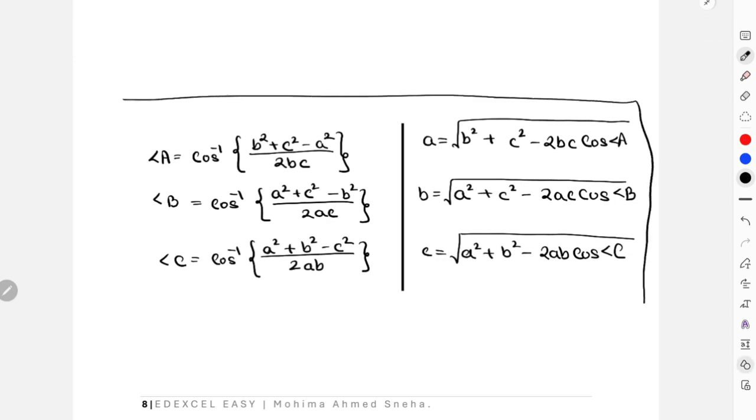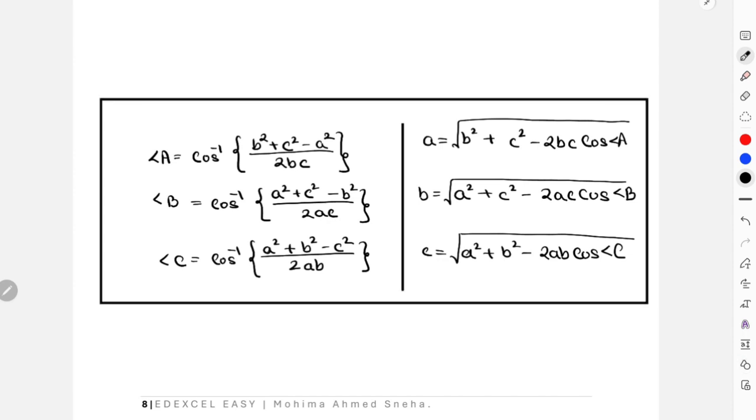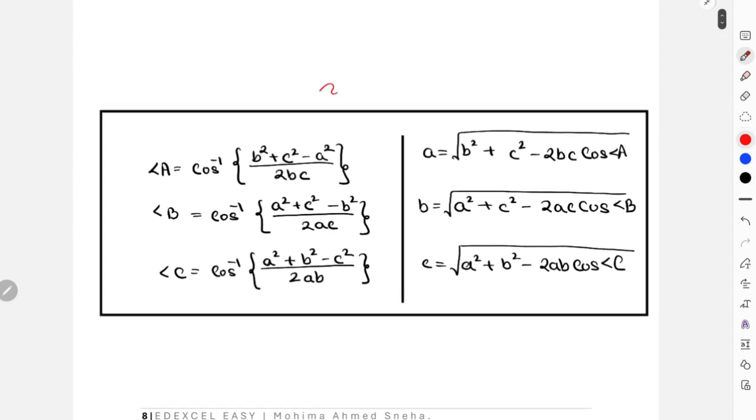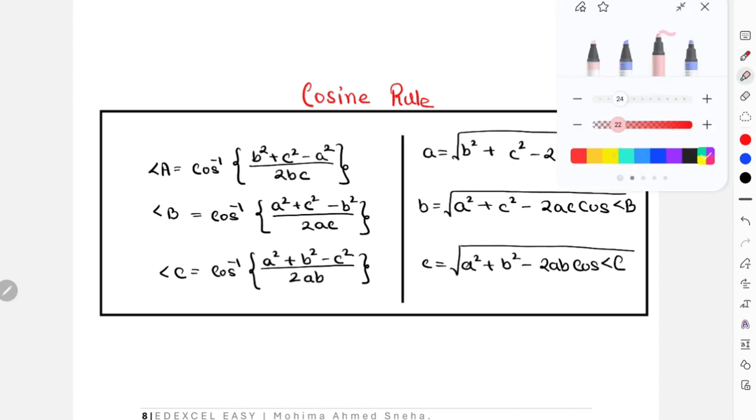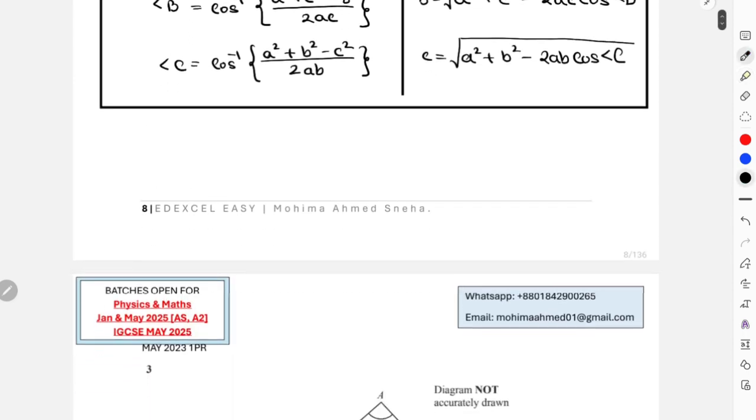So I would suggest memorizing this for tomorrow's exam. Very important. They would obviously ask you at least one question from this concept. So quite important. This is your cosine rule. This is like a mini notes, so I would suggest memorizing these formulas for length and for your angular calculations. Then again we'll move on.